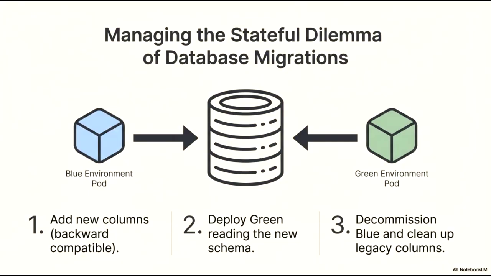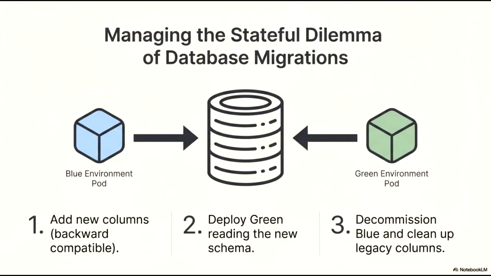Managing the stateful dilemma of database migrations requires a strategic approach to ensure zero downtime and data integrity. In a blue-green deployment model, we navigate this by following a specific three-step process. First, we modify the database schema by adding new columns. It is crucial that these changes are backward compatible, allowing the existing blue environment pods to continue functioning without interruption while the schema evolves.